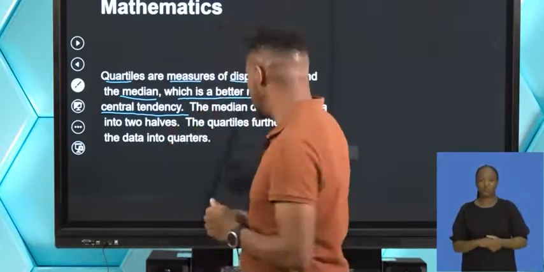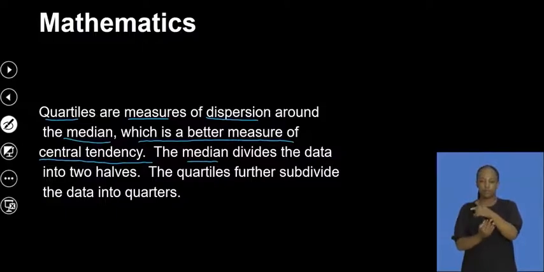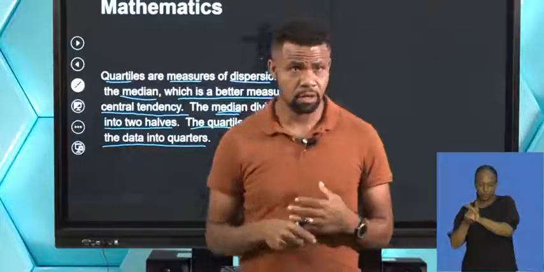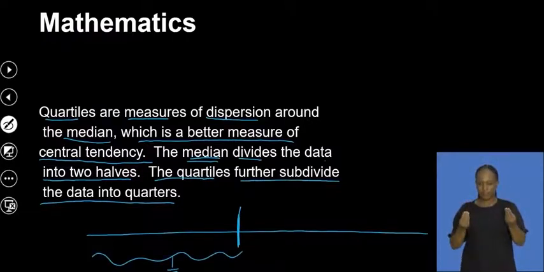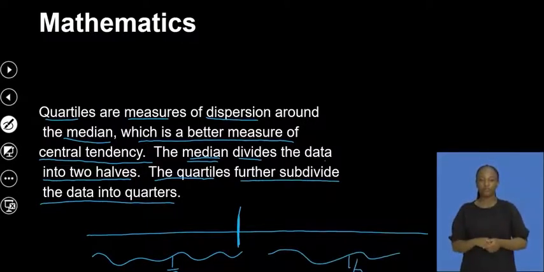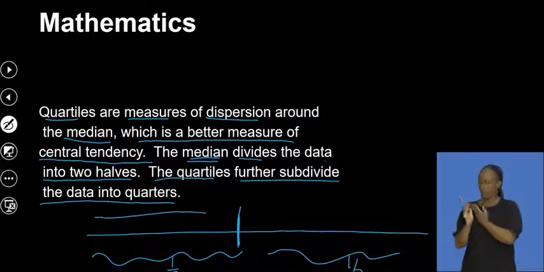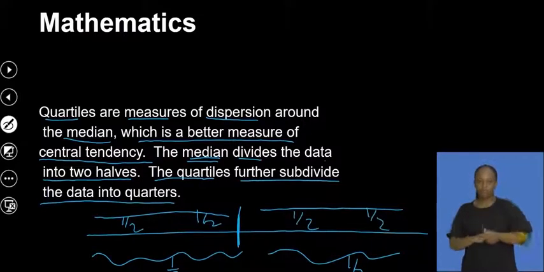That's the dispersion. So the median divides the data into two halves. The quartiles further subdivide the data into quarters. What it means is, if we have a set of data from there to there, this is the median. It divides the data into a half and a half. The quartiles further divide the data into quarters. So it divides that into another half there and another half there, another half this side and another half that side. Okay, so it actually divides into quarters. Okay, let's look at how it does that.